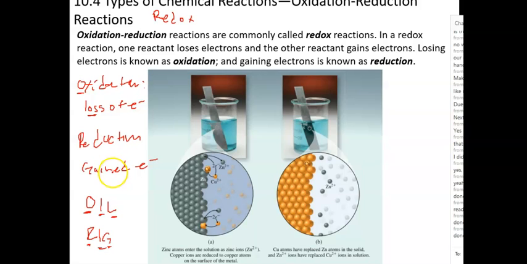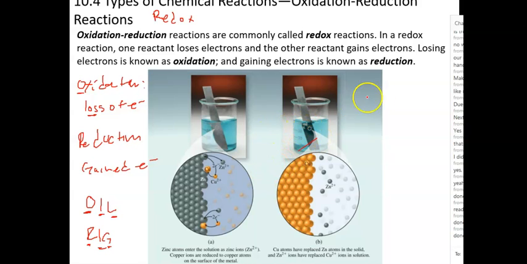So in order to have a redox reaction, you have to have something that oxidizes and something that gets reduced. You can't just have something that oxidizes, because the thing that is getting reduced causes the oxidation. The thing that's getting oxidized causes a reduction. You kind of have to have them both happening at the same time.